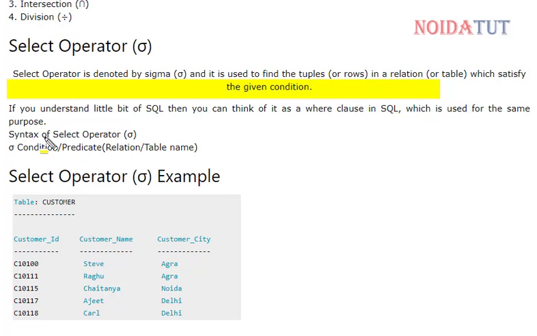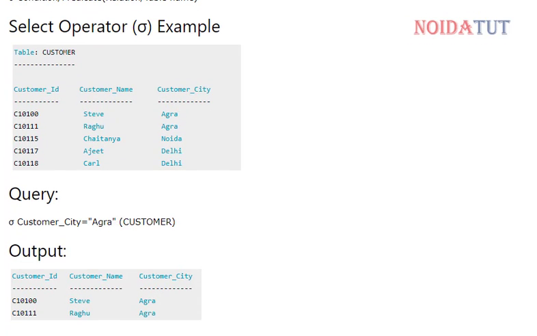Now the syntax of select operator or sigma, then we have the condition. Now let us have a look at this. When we talk about the select operator, we have a table. Now this refers to, we can say, select customer city Agra, customer. Now this is referring to select customer city, where customer city is equal to Agra from table customer.